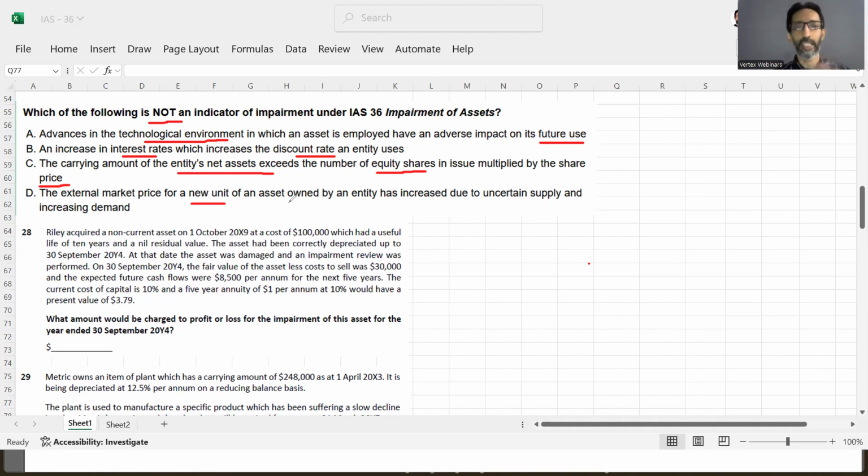So this is not an indicator of impairment. This is what we were looking for. So the correct answer is option D here. That clearly shows that no impairment has taken place because the value of the assets has increased due to the uncertainty of the supply. So I hope this is clear. We have looked at a theoretical question as well.